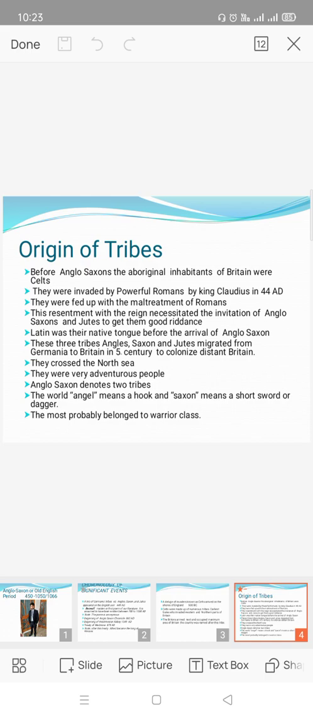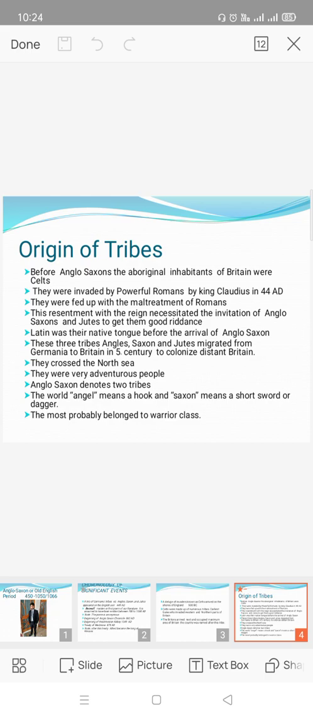They were very adventurous people, and Anglo-Saxon denotes two tribes. Yes, this is a very important point to remember, or to note down in your notebooks. The word Angle means hook, and Saxon means a short sword or dagger. They most probably belonged to the warrior class, and that is why these names clung to them. That is, Angle means hook or the hook man.